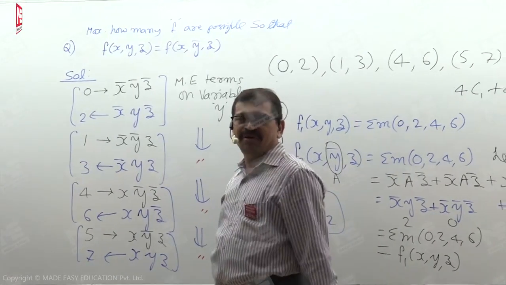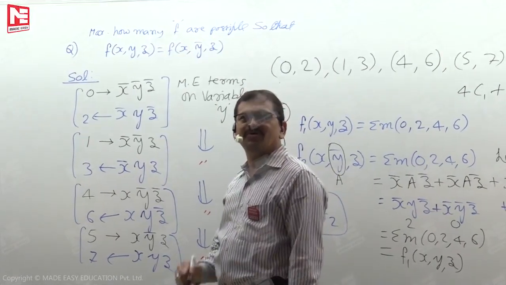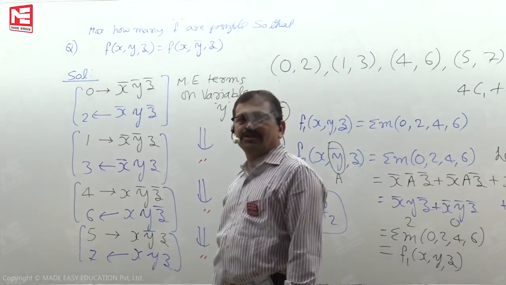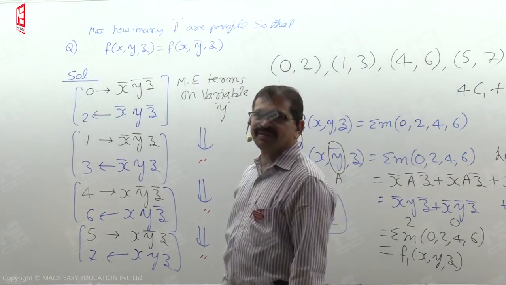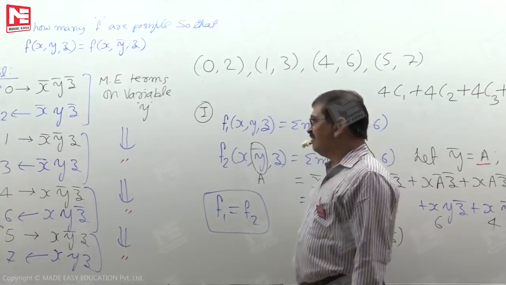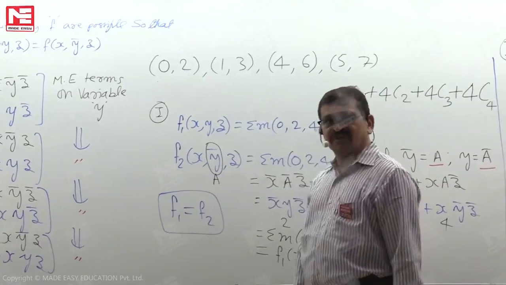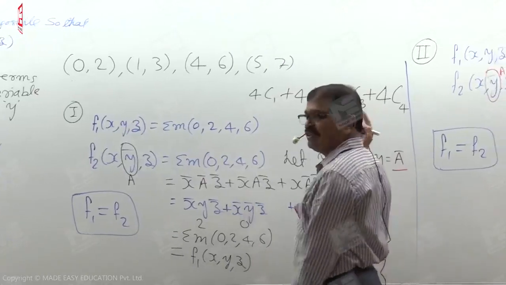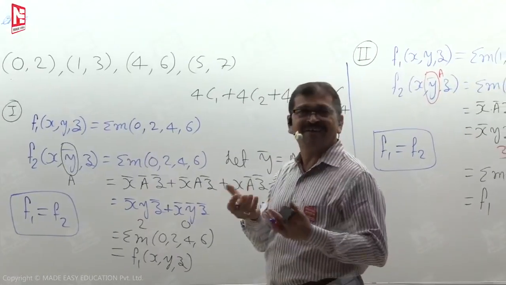Okay, anyway, how many, if at all, are we looking at? It is 4C4. Only one possibility. 4C4 is the same as 4C0. Only one possibility we will be having. Similarly, we can think of all the combinations of the min-terms.